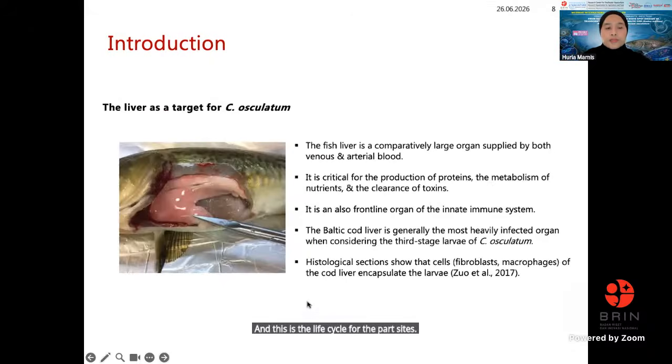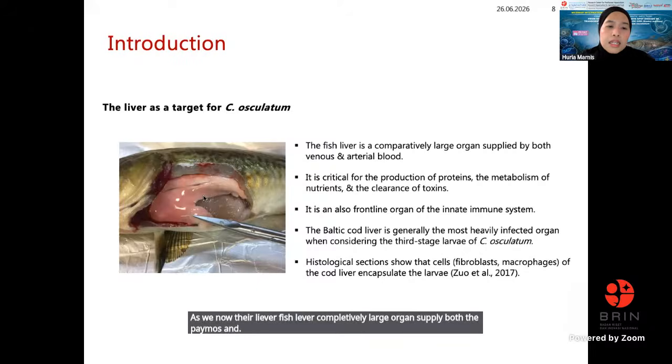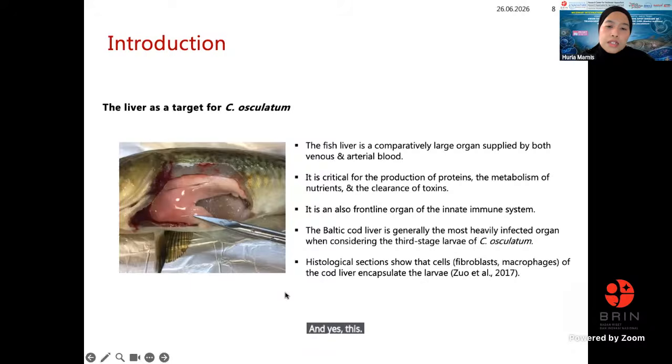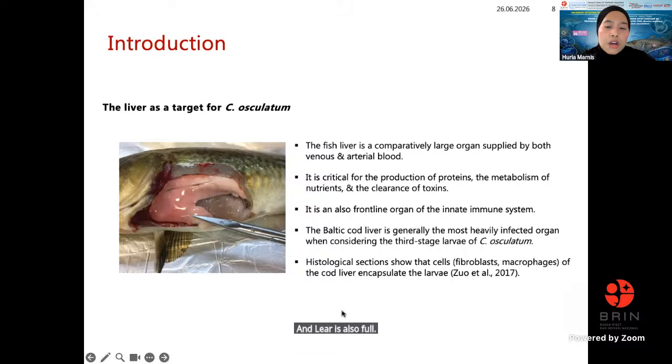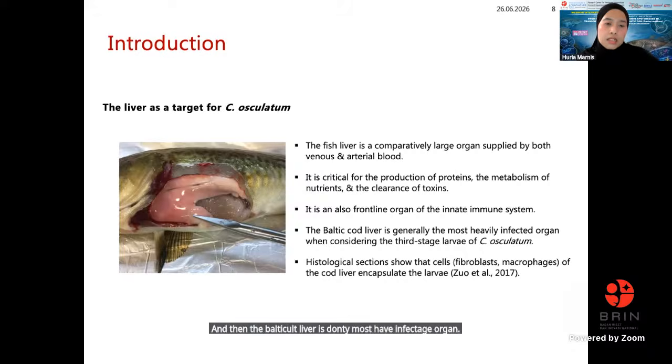And then the liver is the target for these parasites. As we know, the fish liver is a comparatively large organ supplied with both venous and arterial blood. This liver is critical for protein production, metabolism, nutrients, and of course the clearance of toxins. The liver is also a frontline organ of the innate immune system. And the Baltic cod liver is generally the most heavily infected organ with Contracaecum osculatum third-stage larvae.